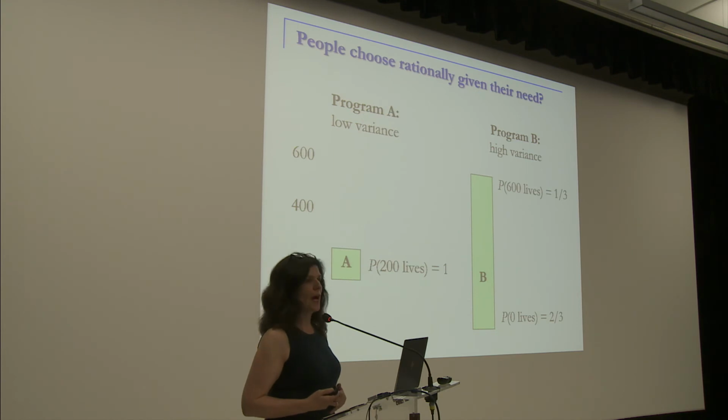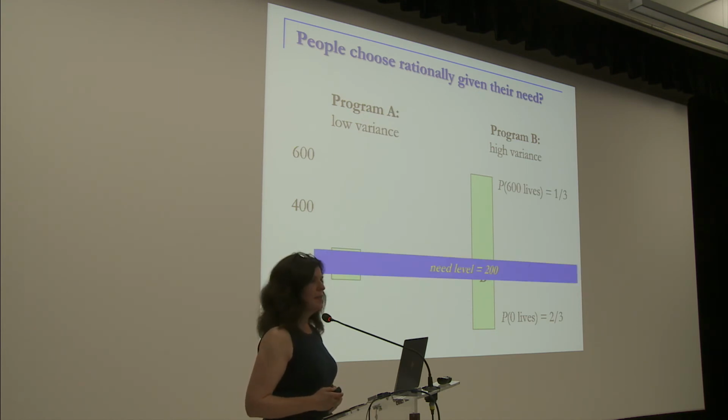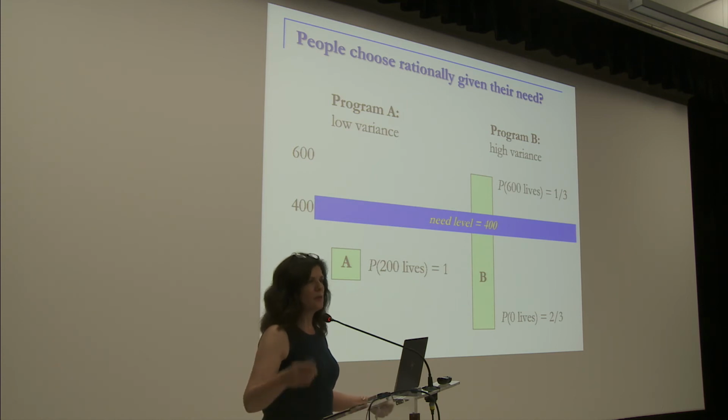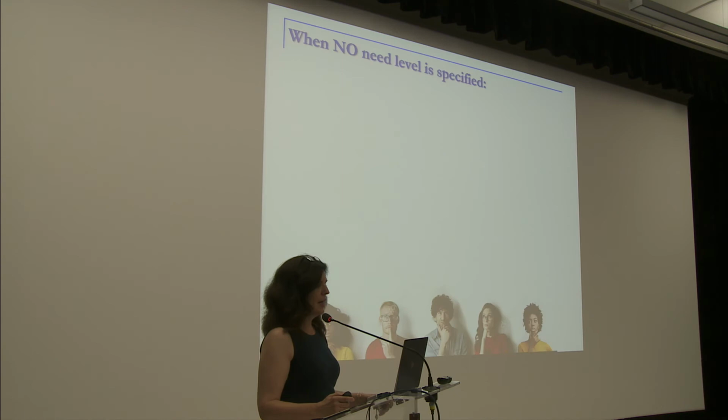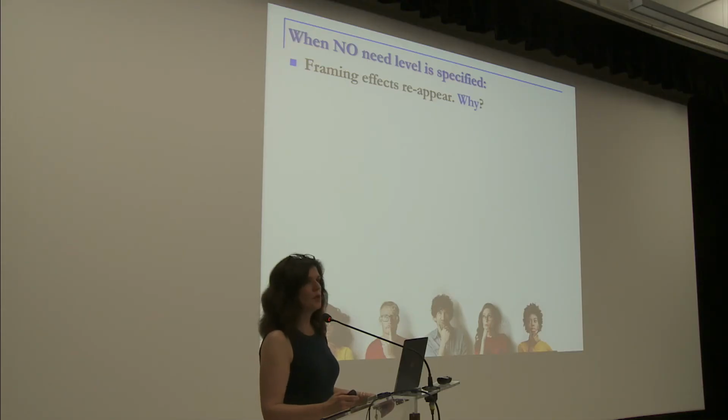There's nothing special about certainty here. And so do people choose rationally given their need level? Well, when you specify you need to save a minimum of 200 lives, they choose program A. When you say you need to save 400 lives or 500 lives or 300 lives, then they choose program B. They do the thing that's perfectly rational given the need level. When no need level is specified, which is what was true in the Kahneman and Tversky versions, then framing effects reappear. Oh, I should say, there's no framing effects whatsoever when you specify a need level. None. Zero. They go away. They reappear when you specify no need level.